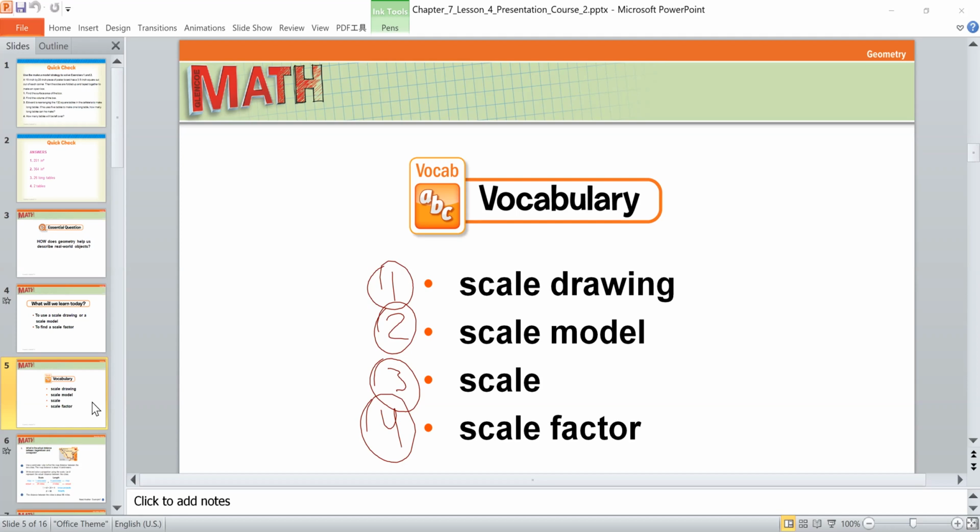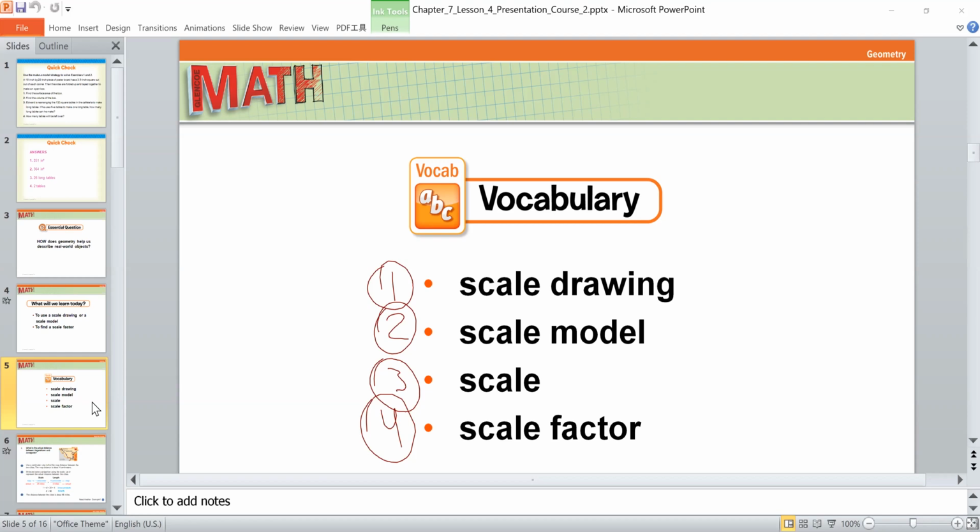We have today a new lesson. It will be about scale drawing. So the new vocab of this lesson is: number one, scale drawing. Number two, scale model. Number three, scale. Number four, the scale factor.